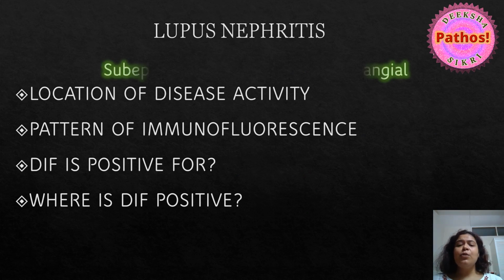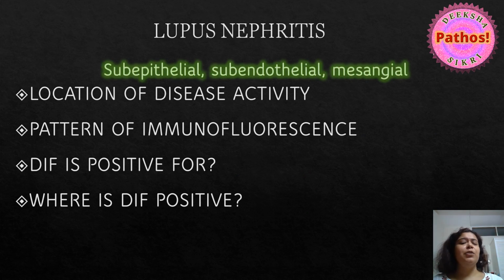Lupus nephritis, so location of disease activity is everywhere. It could be subepithelial, subendothelial, mesangial deposits, depending on the class of lupus it is. Pattern of immunofluorescence would be granular.